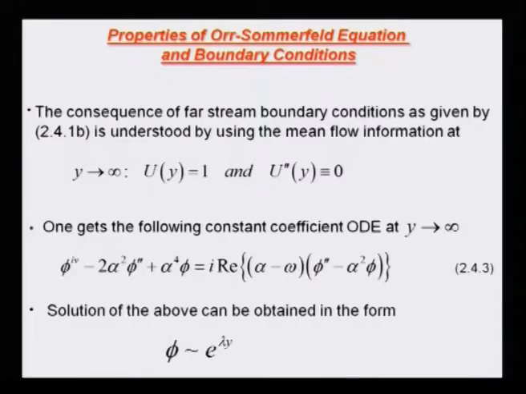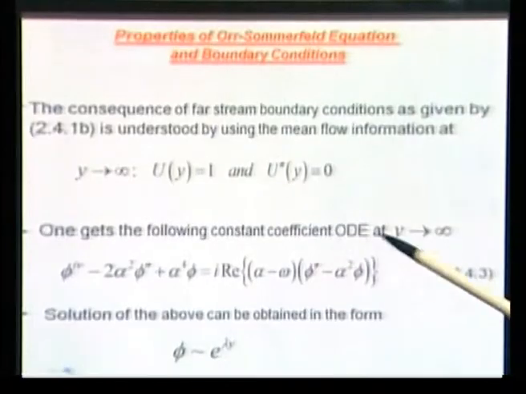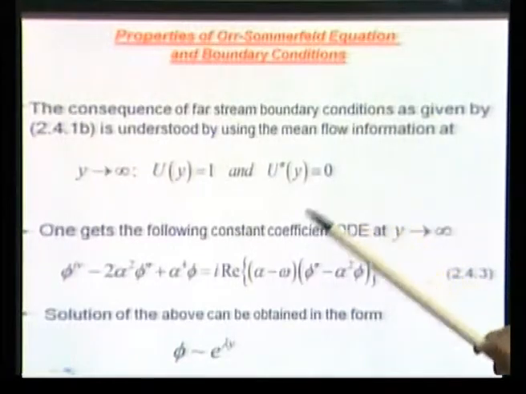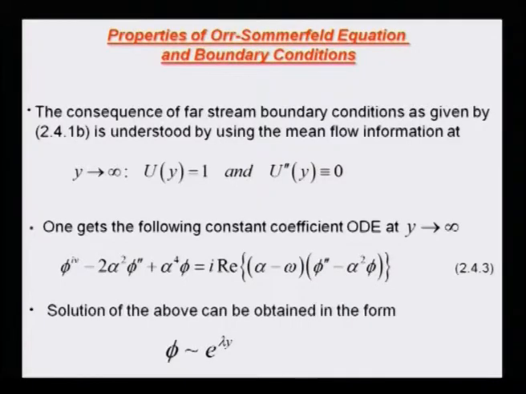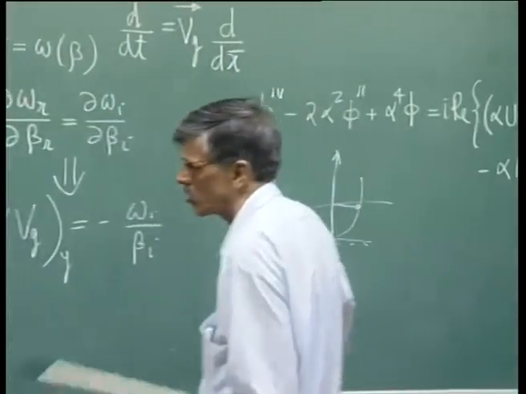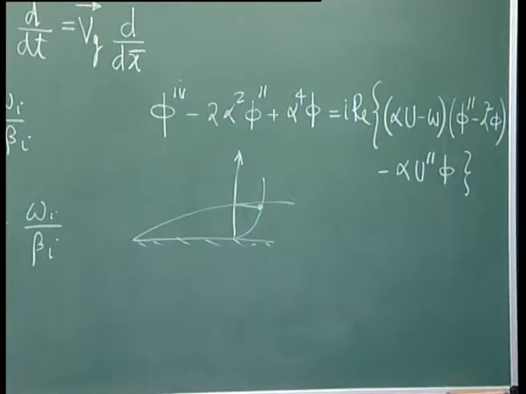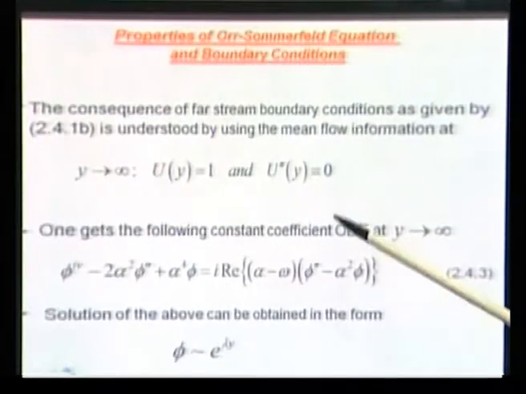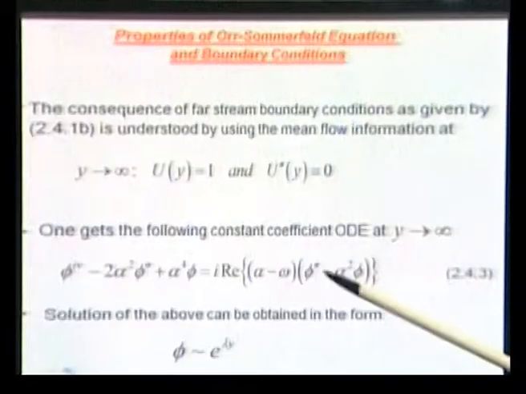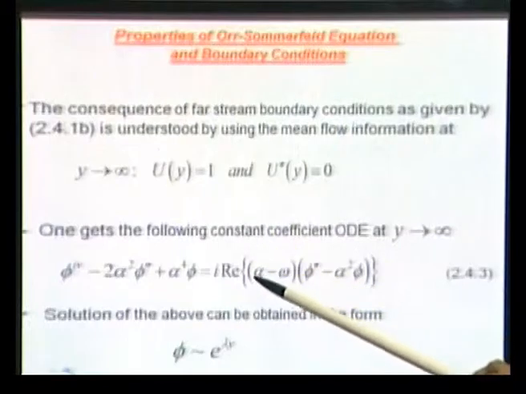Remember that we have non-dimensionalized all our velocities with respect to the free stream value. So, at the edge of the shear layer, that translates into 1. What about the second derivative? The second derivative is 0, because at the edge of the shear layer all derivatives are going to be 0, and then this equation of course simplifies to this. I have omitted that alpha u double prime term, and wherever I had alpha u, that becomes alpha minus omega.